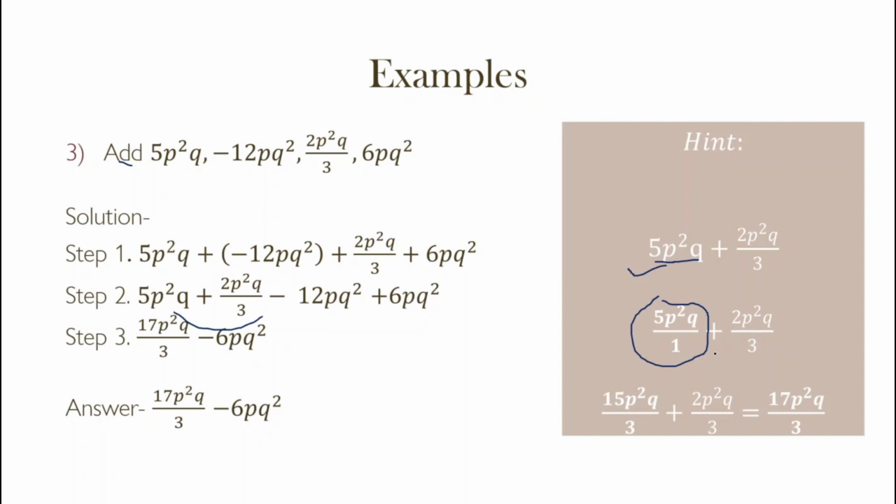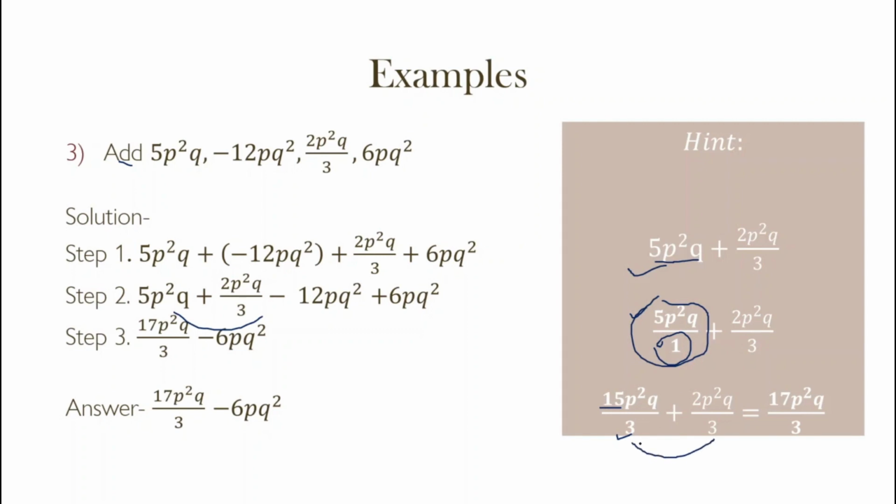Now making the denominator same. So to make 1 into 3, I need to multiply it with 3. So 1 times 3 is 3. If I am multiplying the denominator with 3, I need to multiply the numerator also with 3. So 5 times 3 is 15. Now both the terms have the same denominator.